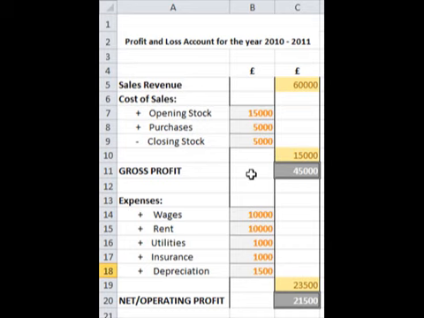Our gross profit is calculated by taking our sales revenue, minusing our cost of sales. For this example here, it gives £45,000.